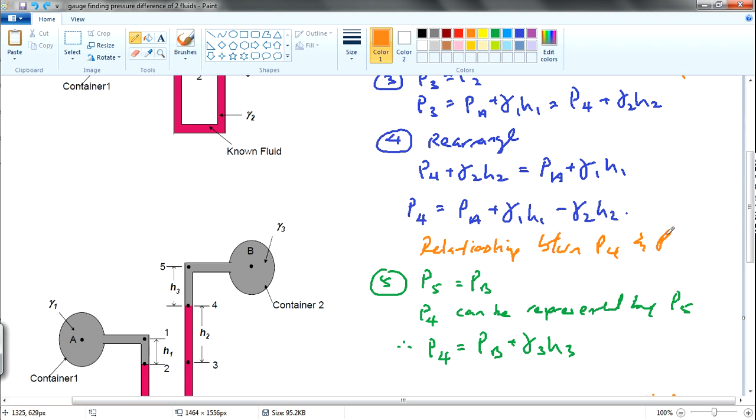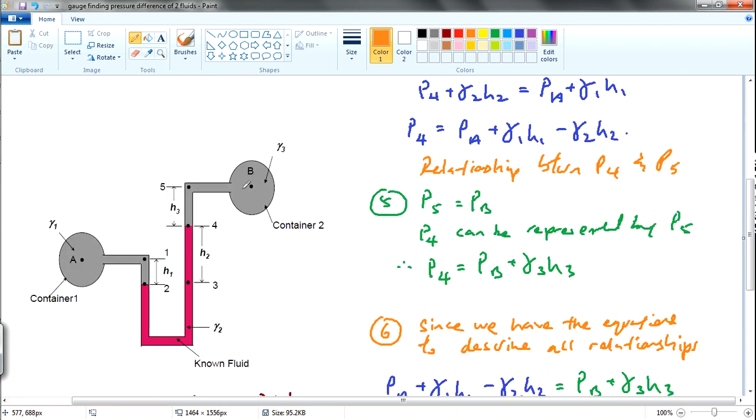And then the relationship between P4 and P5. P5 is equal to PB, as you can see. And then P4 can be represented by P5. P5 is equal to this relationship, P5 plus rho 3 H3. Make sure that you know that this fluid's density is different from this density. So this is why.